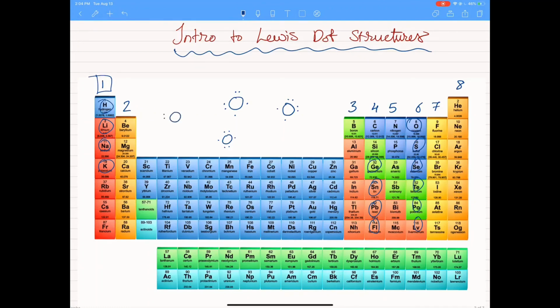Hence, this is not correct. You will never have more than 2 electrons on a side. So this, never put more than 2. This is completely wrong. So all these 3 different versions of writing the Lewis structure for oxygen are correct.